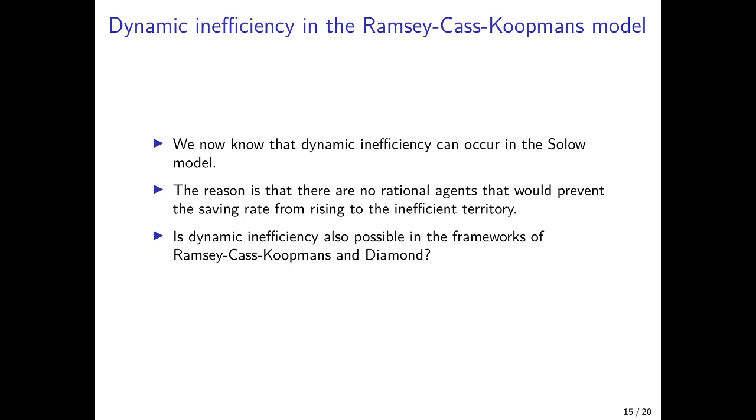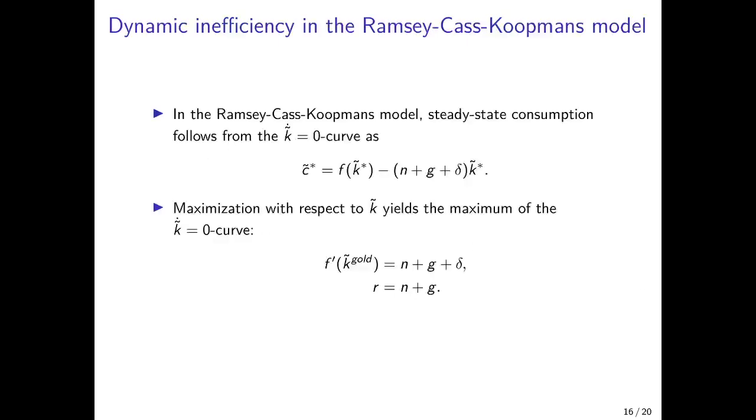However, how does it look in the Ramsey-Cass-Koopmans model or in the Diamond model where we have optimizing agents? That's what we will look at next. So first we look at the Ramsey-Cass-Koopmans model. Here we know that steady state consumption per unit of effective labor follows from the K tilde dot zero isocline, where consumption per unit of effective labor is the difference between production per unit of effective labor and capital depreciation and capital dilution.